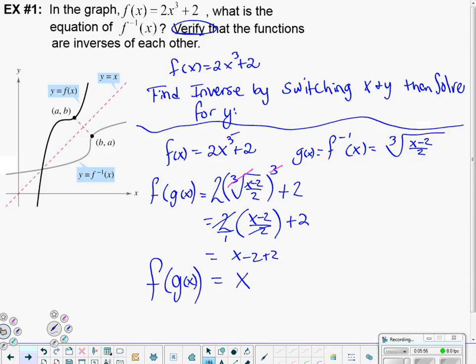But that's not enough. We also have to do the reversal. So let's reverse this. G of f of x should also turn out to be x. So now we're starting with our g function, which is the cube root function. Where I see x, I replace it with my f of x. So the cube root of 2x cubed plus 2 minus 2 over 2. Here's that f of x coming in.